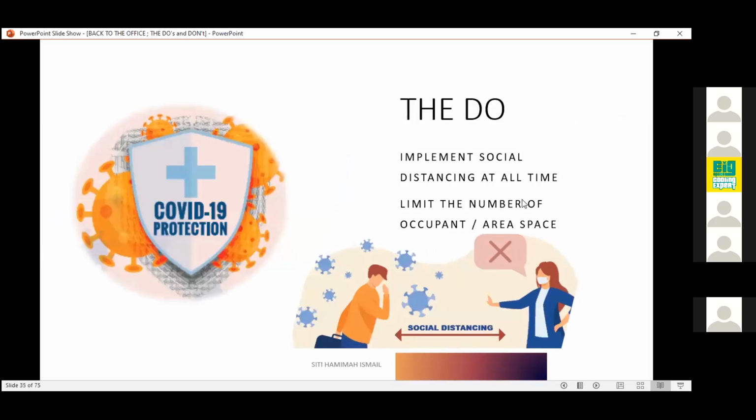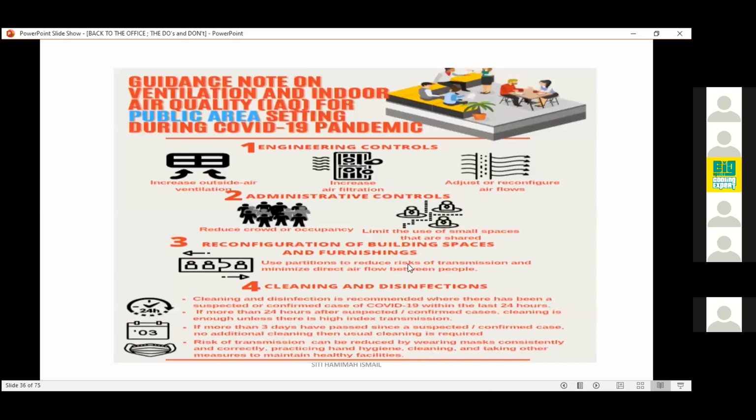They do, like I said, implement social distancing at all times, limit the number of occupants in an area space. This you must do now. So as individuals, if you see a place is crowded, please don't go in.